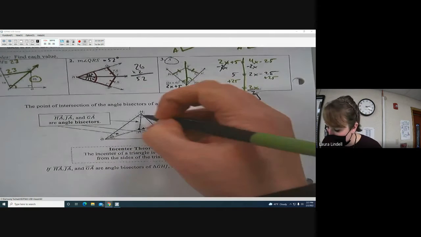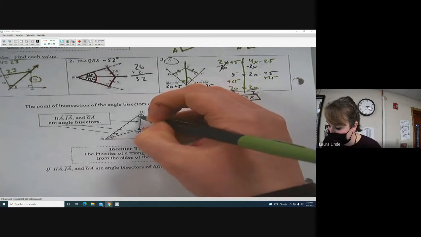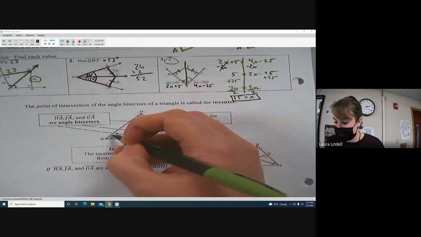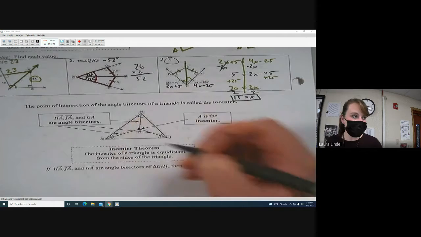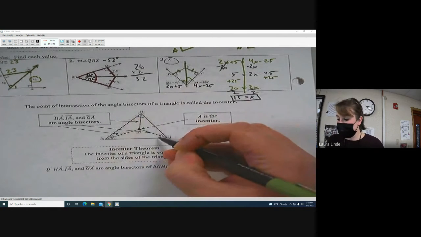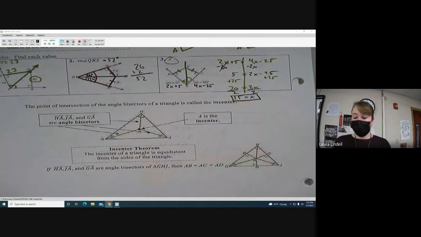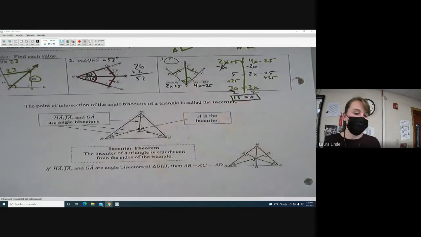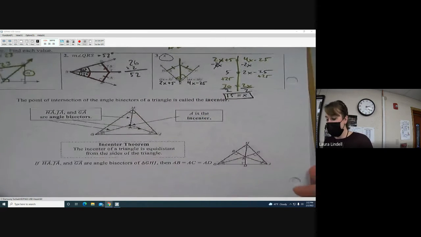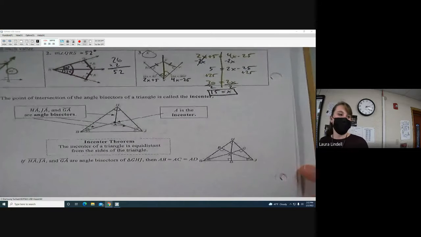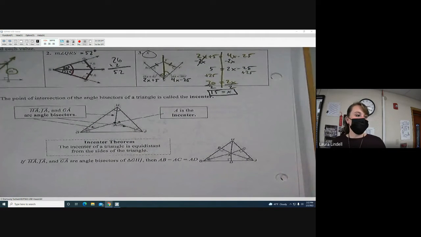If you can tell that these are marked as being congruent angles, these are marked as being congruent angles, and these are marked as being congruent angles, that tells you that these are all angle bisectors, and therefore this would be the incenter. So there's a couple ways you can tell what it is, and there's an incenter theorem that goes with it, which says the incenter of a triangle is equidistant from the sides of the triangle.